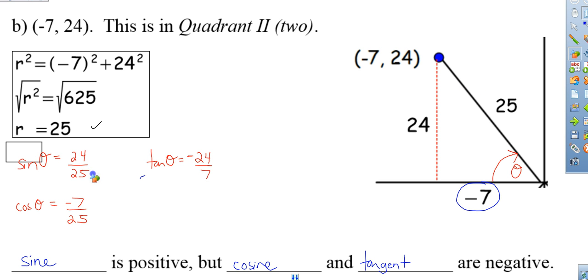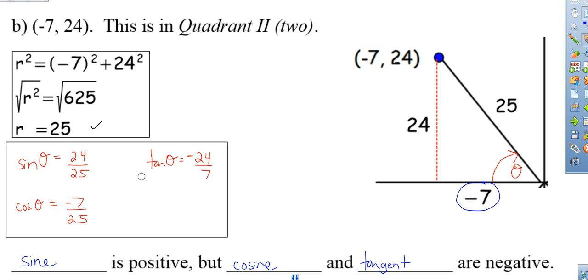So now that we have the primary ratios, we can quickly find the reciprocal ratios, and we'll see what happens to those. So the reciprocal of sine, so cosecant theta, so I can flip that, is 25/24, so it's also positive. The reciprocal of cosine, secant theta, would now be, if I flip it, and also making sure that the negative is in the numerator, -25/7, so it is negative, just like cosine.